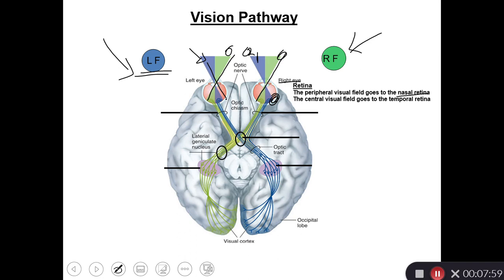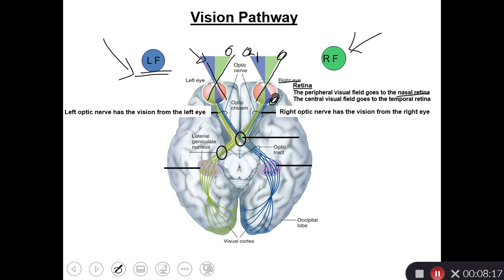Then the vision goes with the optic nerves. So the right optic nerve has the vision from the right eye, and the left optic nerve has the vision from the left eye.